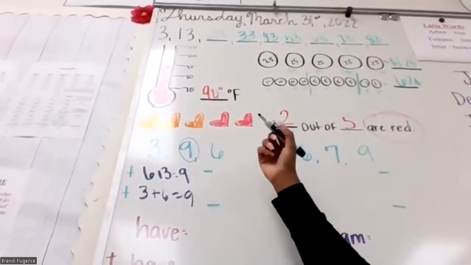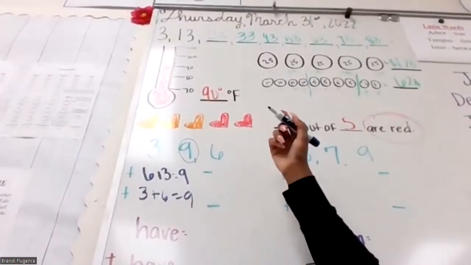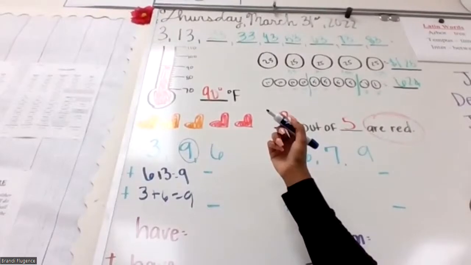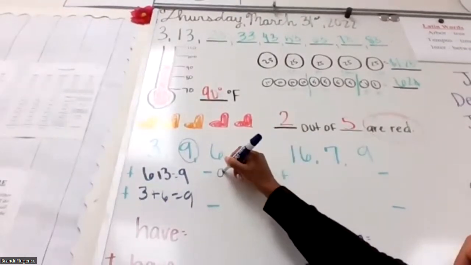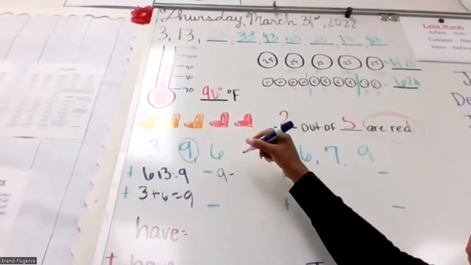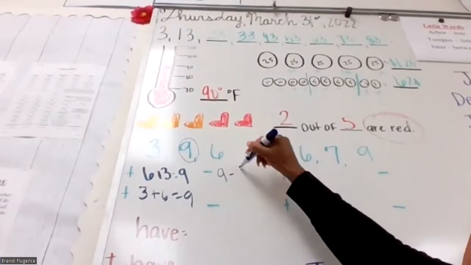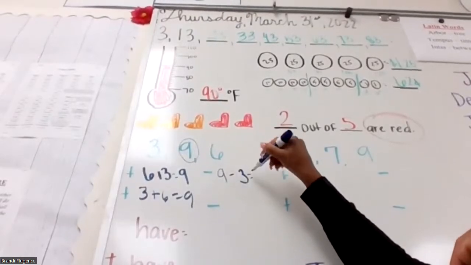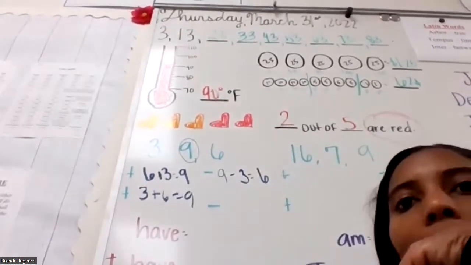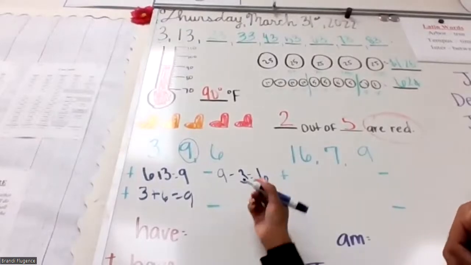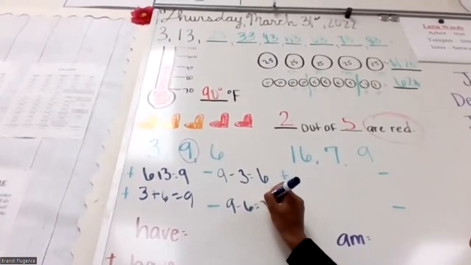So what would be a subtraction fact? 9 minus 3 equals 6. Okay, and what's another subtraction fact I can make? 9 minus 6 equals 3.